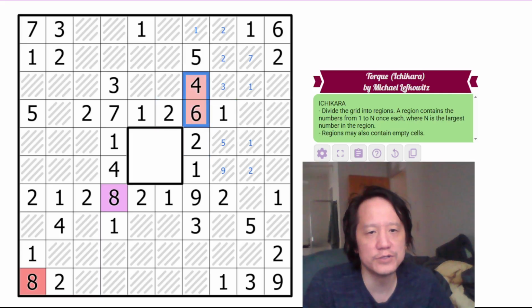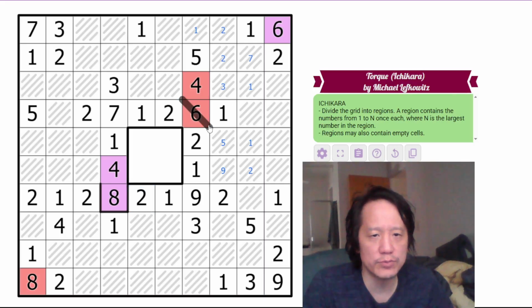So these are the same region. This pink must be in the same region as this, so this must be pink going that way. Therefore, there's a border here, and there's a border here.